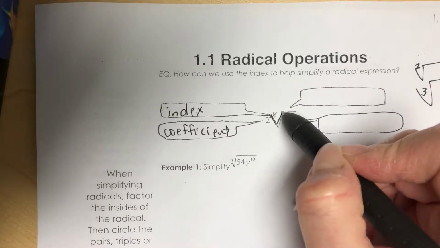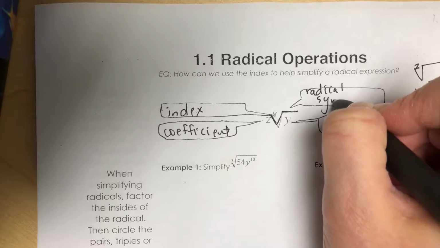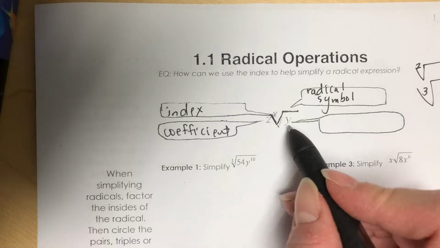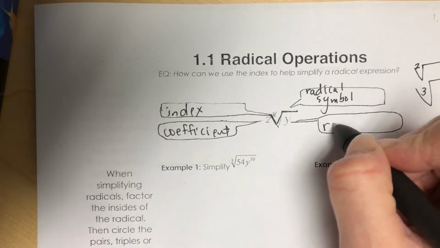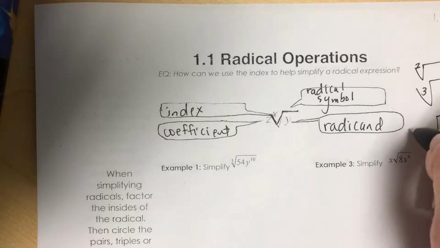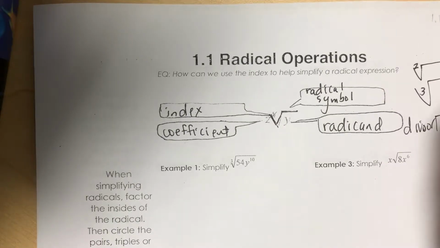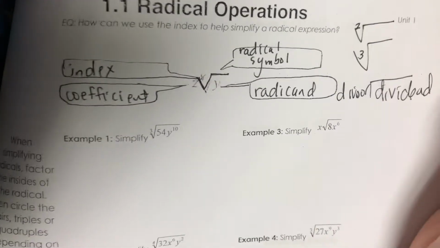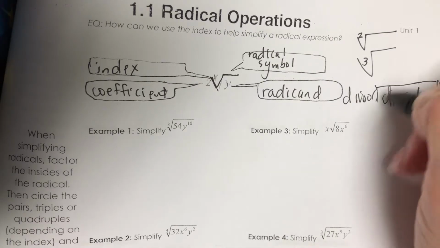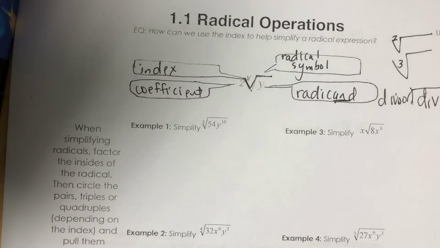Okay, now this is our radical symbol. And then under the radical is called the radicand. That's the y here. It's kind of like in division. You have a divisor on the outside, and then inside is the dividend. So it helps me to remember, if you have trouble with the terminology, if it's inside, it's the dividend, the radicand inside. So anyway, that's what the terminology is there.